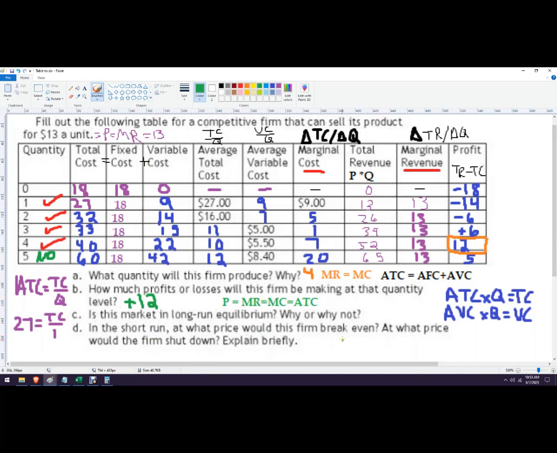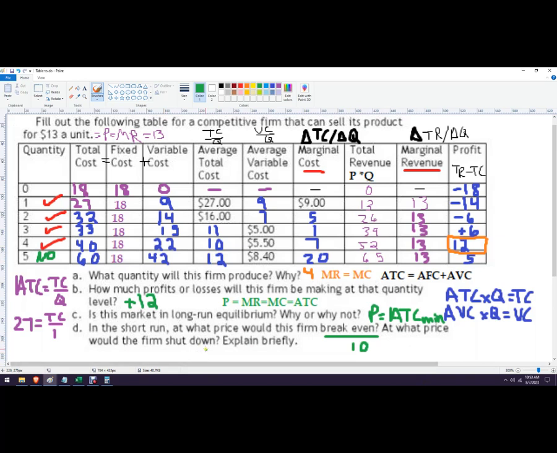In the short run, what price will the firm break even? What we're looking for here is where the price equals average total cost. So we're going to look at where the minimum of average total cost is. Where's the minimum of average total cost? The minimum of average total cost is where it is the least, and that would be 10. So 10 is the break-even price, we would say.